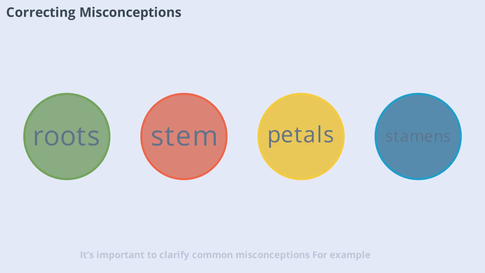It's important to clarify common misconceptions. For example, stems do not absorb water, roots do. Leaves do not hold the plant upright, roots anchor it. The number of petals and stamens in a flower is not always equal. Understanding these facts helps us build accurate knowledge about plants.